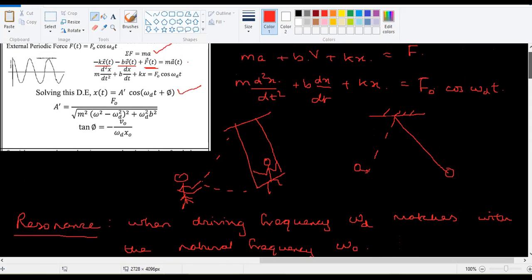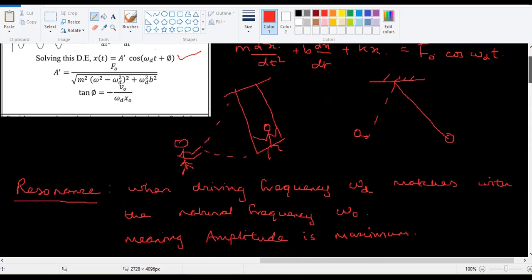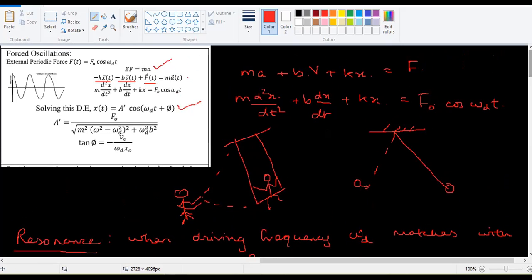Since we are talking about forced oscillation, the frequency of pushing should match with the natural frequency of the system. Only then the amplitude will be maximum.